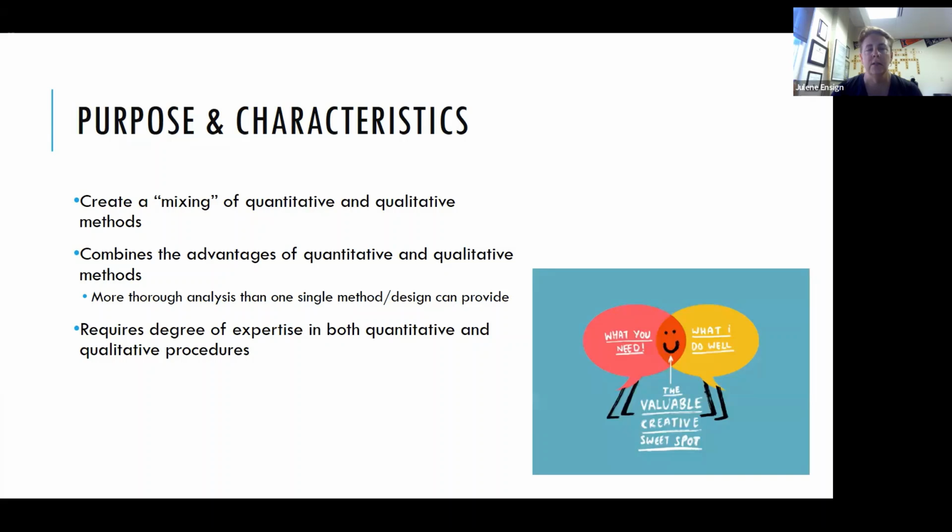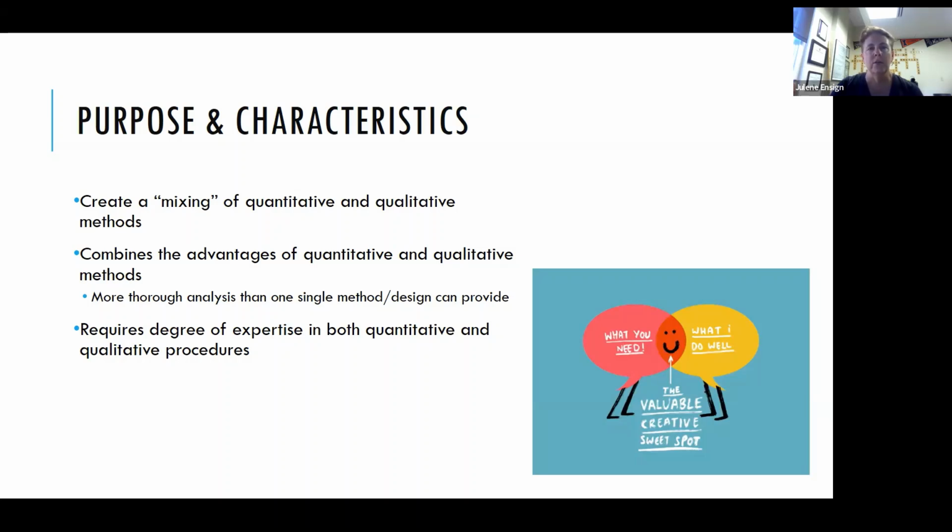It takes the best of both worlds, the advantages of each, and what happens in terms of the end product is a more thorough analysis than either one of those could provide on its own. So purely quantitative or purely qualitative, we're taking the best aspects of both and mixing them together to get a sort of superior product.